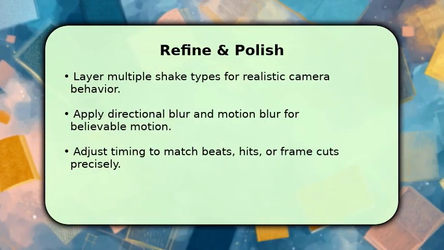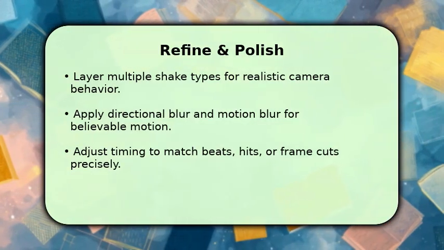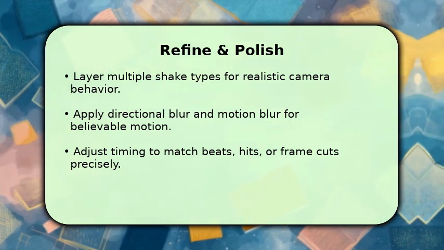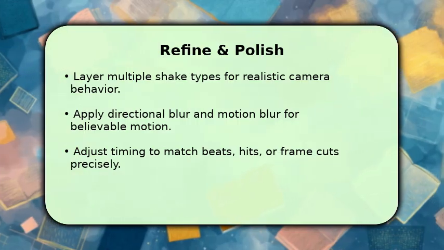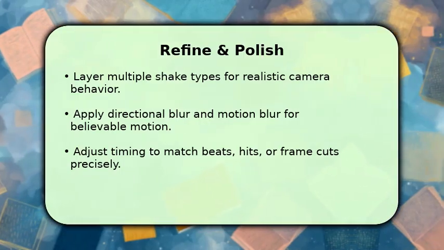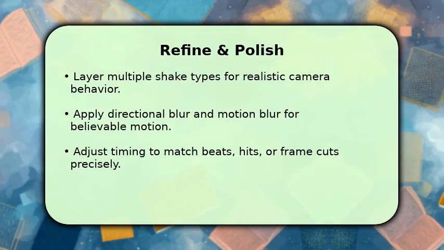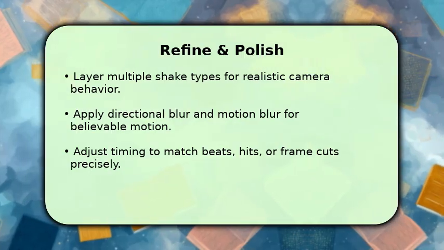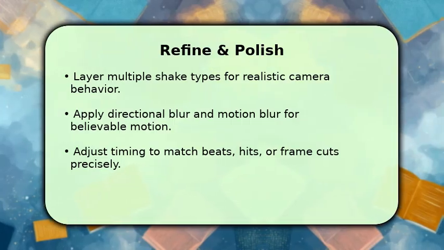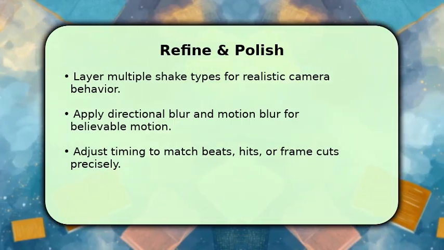Layer different shake layers to mimic real camera responses like bounce, wobble, and high-frequency jitter for grit. Use directional blur on fast movements and enable motion blur on your comp to merge frames convincingly, then nudge keyframes to sync shakes with audio hits or cuts. Render short test loops at various strengths, compare and record settings that work, and keep a preset comp for future projects to speed up the process.